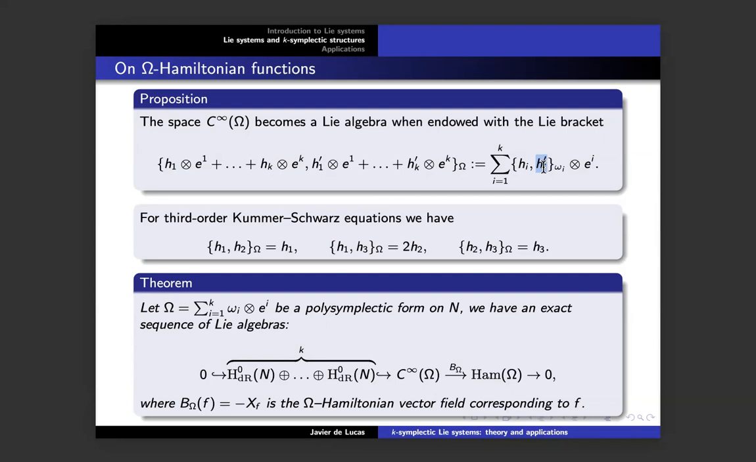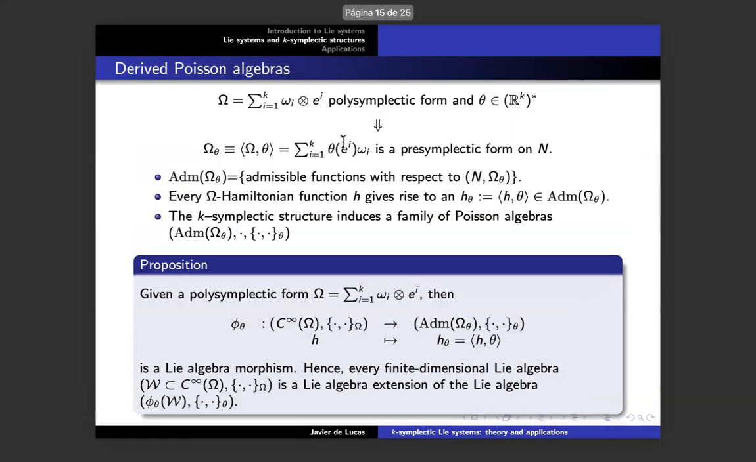If you have an omega Hamiltonian function, it's related to a Hamiltonian vector field. But if you multiply these Hamiltonian functions component by component, it may happen that the result is not an omega function for a certain Hamiltonian vector field. So it does not work. So since there is no product of functions, there is no Poisson bracket, there is nothing. But there is a trick. And the trick is if you compose this polysymplectic structure with an element dual to R^k, okay?